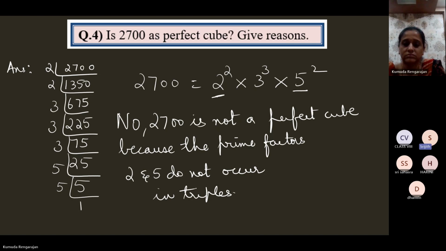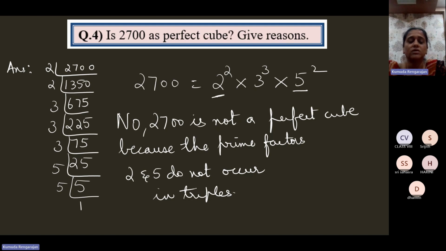Ma'am, I also got the same answer when I start with 3, ma'am. Yeah, you will get the same prime factors, Srijit. It's not wrong to start with 3. Ma'am, you said there's some advantage when we do it in order. What's that advantage?